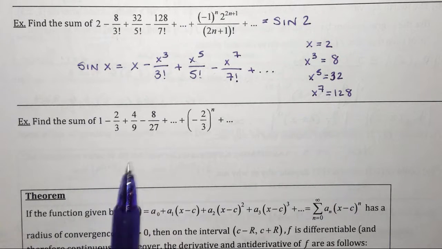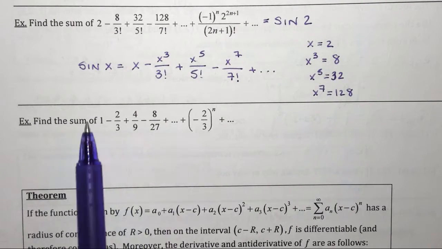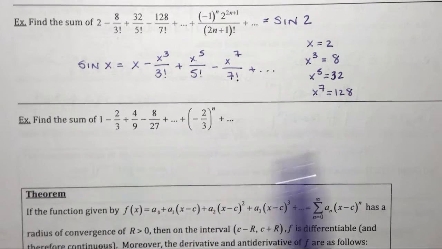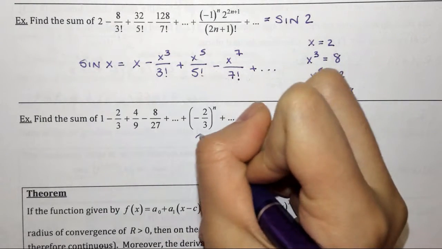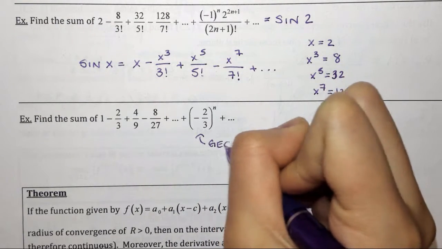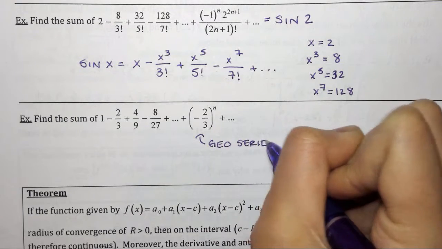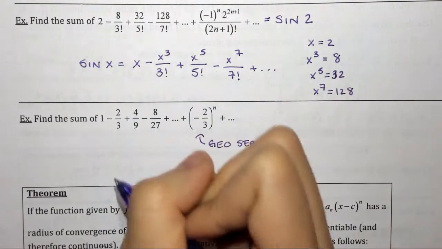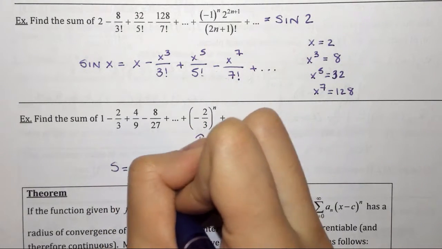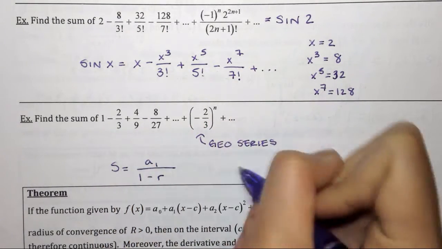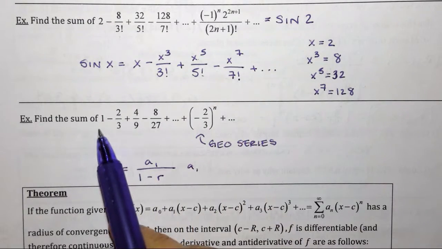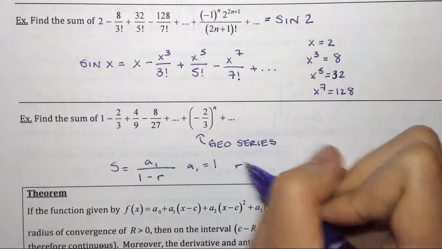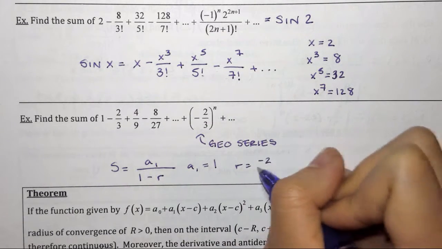This one does not have any factorial, so we can't do the factorial thing. But what I do notice is that this right here to the nth power shows me that this is a geometric series. And you should remember that the sum of a geometric series is equal to a1 over 1 minus r. a1 in this case is 1. And r in this case is negative 2/3.